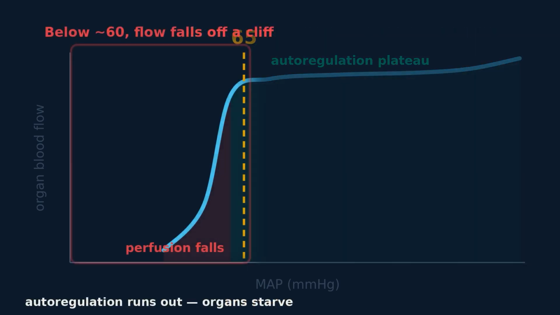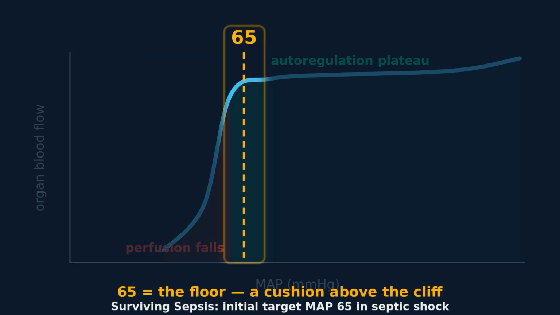But look at that bottom of the curve. Around 60, autoregulation runs out. Below it, flow falls off a cliff. Organs start starving. That's where 65 comes from. The Surviving Sepsis Guidelines set an initial target MAP of 65 in septic shock, a floor with a little cushion above the cliff.